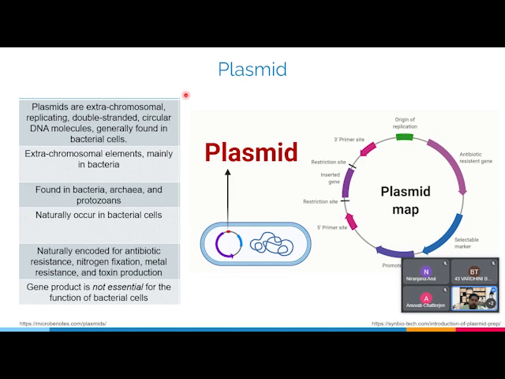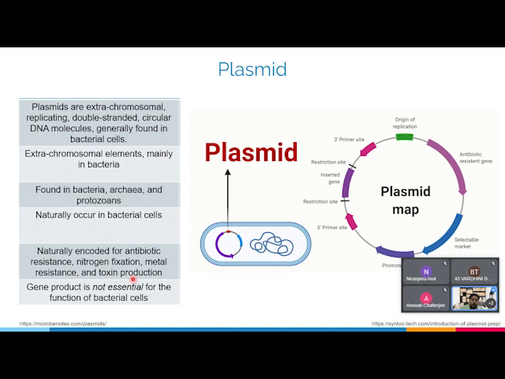It is double-stranded, that is, it has two strands. It is circular in nature, as you can see right here in this picture. And it is generally found in bacterial cells. Mostly mammalian or higher eukaryotic animal cells do not have plasmids. They are extrachromosomal elements mainly present in lower organisms such as bacteria, archaea, and protozoa. And they encode especially for antibiotic resistance genes, nitrogen fixation, metal resistance, and toxin production.